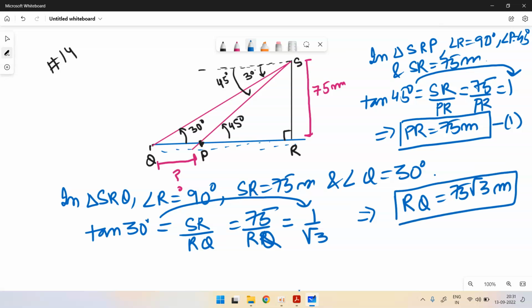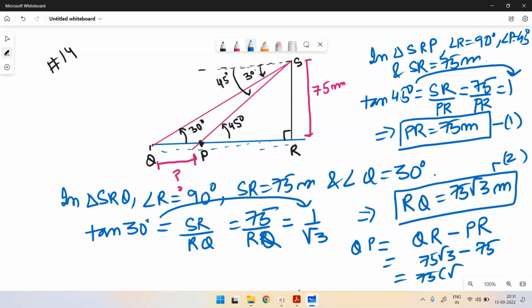This is my second. Now you need to find QP. What is QP? From this graph, QP is nothing but QR minus PR. So this is 75 root 3 minus 75, which is nothing but 75 (root 3 minus 1) meters. This is QP, which is your answer. The distance between the two ships is 75 (root 3 minus 1) meters. This is the answer.